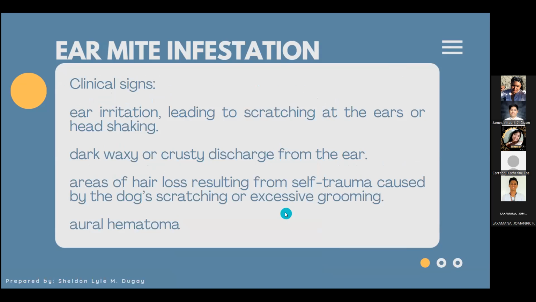Tapos, clinical signs, ear irritation, of course, leading to scratching of the ears or head shaking. Kapag sobra na yung scratching, nagkakaroon na ng bleeding yung ears. Tapos sobrang dumadami yung wax and crusty na yung discharge sa ear nila. Tapos nagkakaroon din ng areas of hair loss resulting from self-trauma. Kasi nga, nag-head shaking sila tapos ini-scratch pa nila. So, nagkakaroon ng self-trauma.